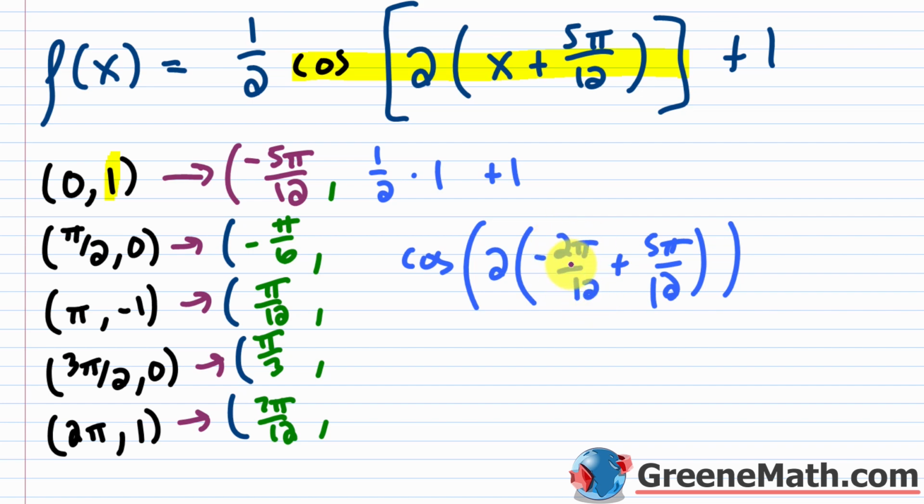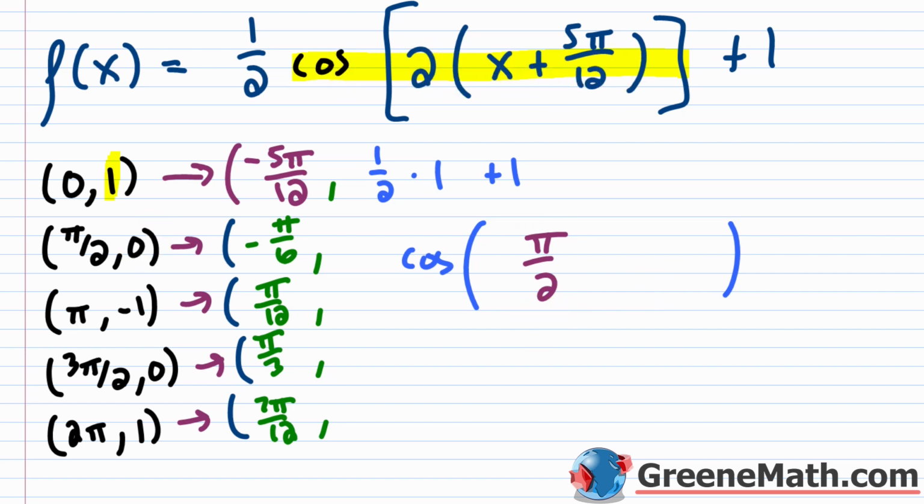And what would that give me? Well, negative 2 pi over 12 plus 5 pi over 12, that's 3 pi over 12. And 3 pi over 12, you can say, is pi over 4. Well, 2 times pi over 4, that's going to be pi over 2. So the inside part here is going to be pi over 2, and the cosine of pi over 2 is 0.